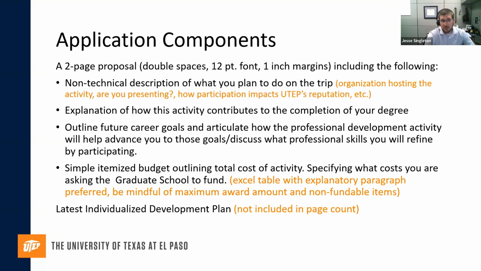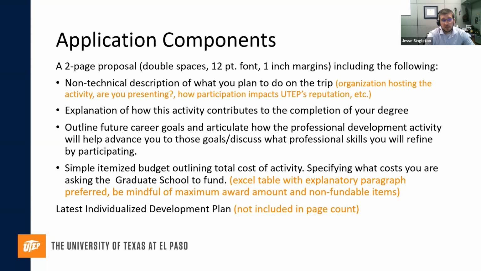Let us know by outlining your future career goals and articulate how that activity is going to help you advance those goals, or discuss what professional skills you'll refine by participating. It is a professional development grant, and so we want to know exactly what your goal is as a professional, whether that's I'm going to be a faculty member, or I'm going to work in a national laboratory, I want to work in government research, or I want to work in a nonprofit. What is that goal, and how does attending this conference help you get there? If we're going to support the professional development, we want to know there's a tangible impact there. And remember, you're telling us a story, so help us understand that.